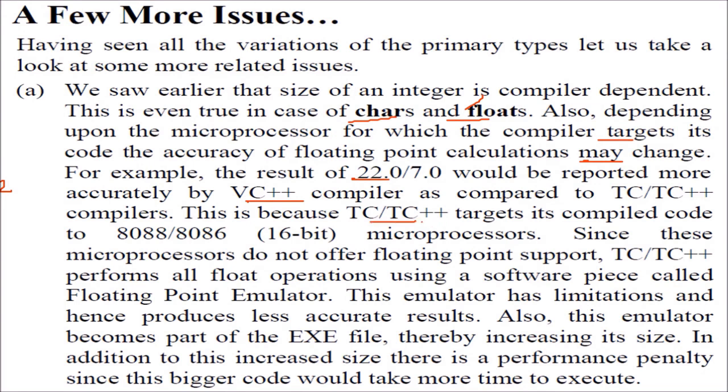Why? Because TC++ is compiled for the 16-bit 8086 or 8088 microprocessor. And these microprocessors do not offer any floating point support, but the TC++ programs perform all floating point operations. They have a special piece of software which is known as the floating point emulator. So this emulator has limitations, and hence they produce some less accurate results. This emulator becomes a part of the exe. Now when something becomes a part of the exe, it will increase the size of the exe. And if you have an increased size, there will be a performance penalty because bigger code will take more time to execute.